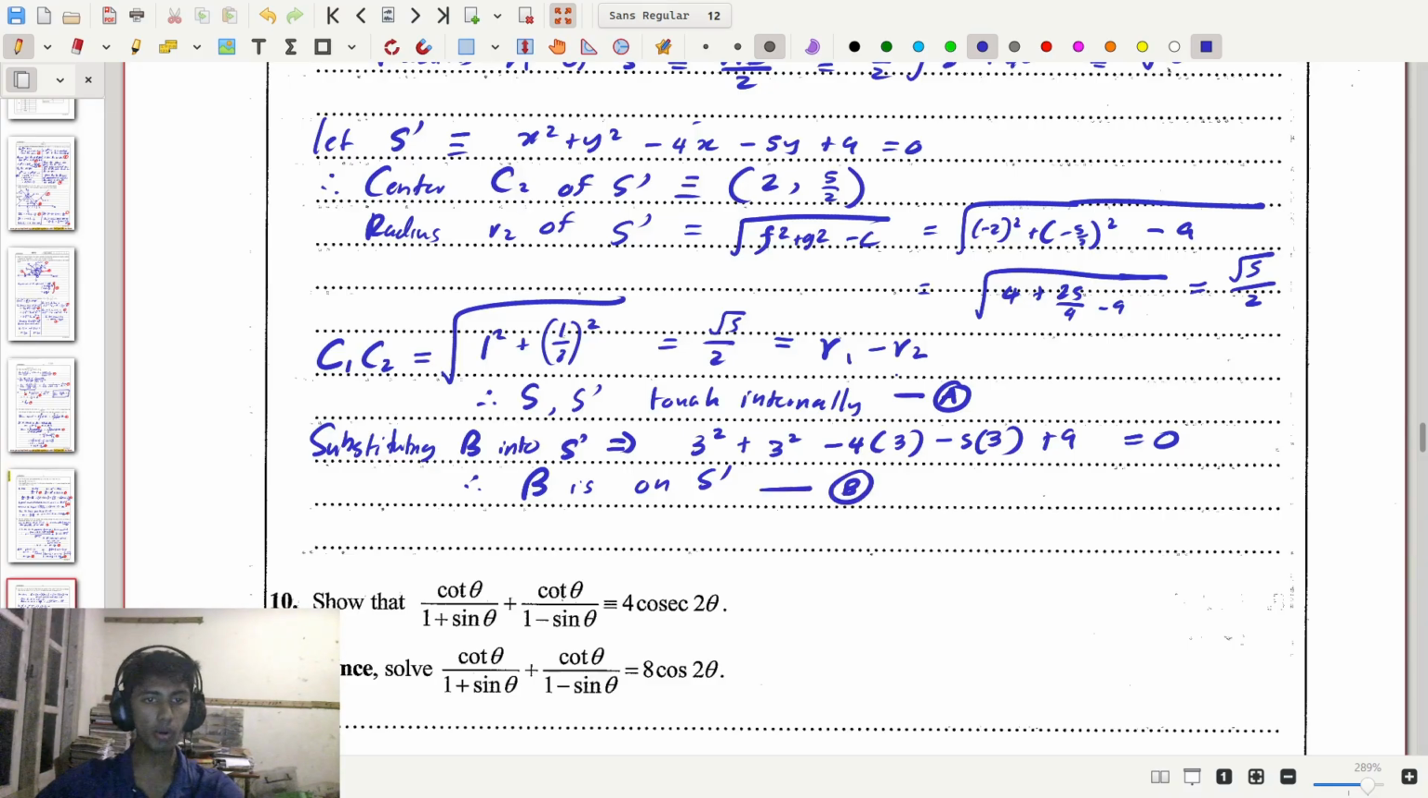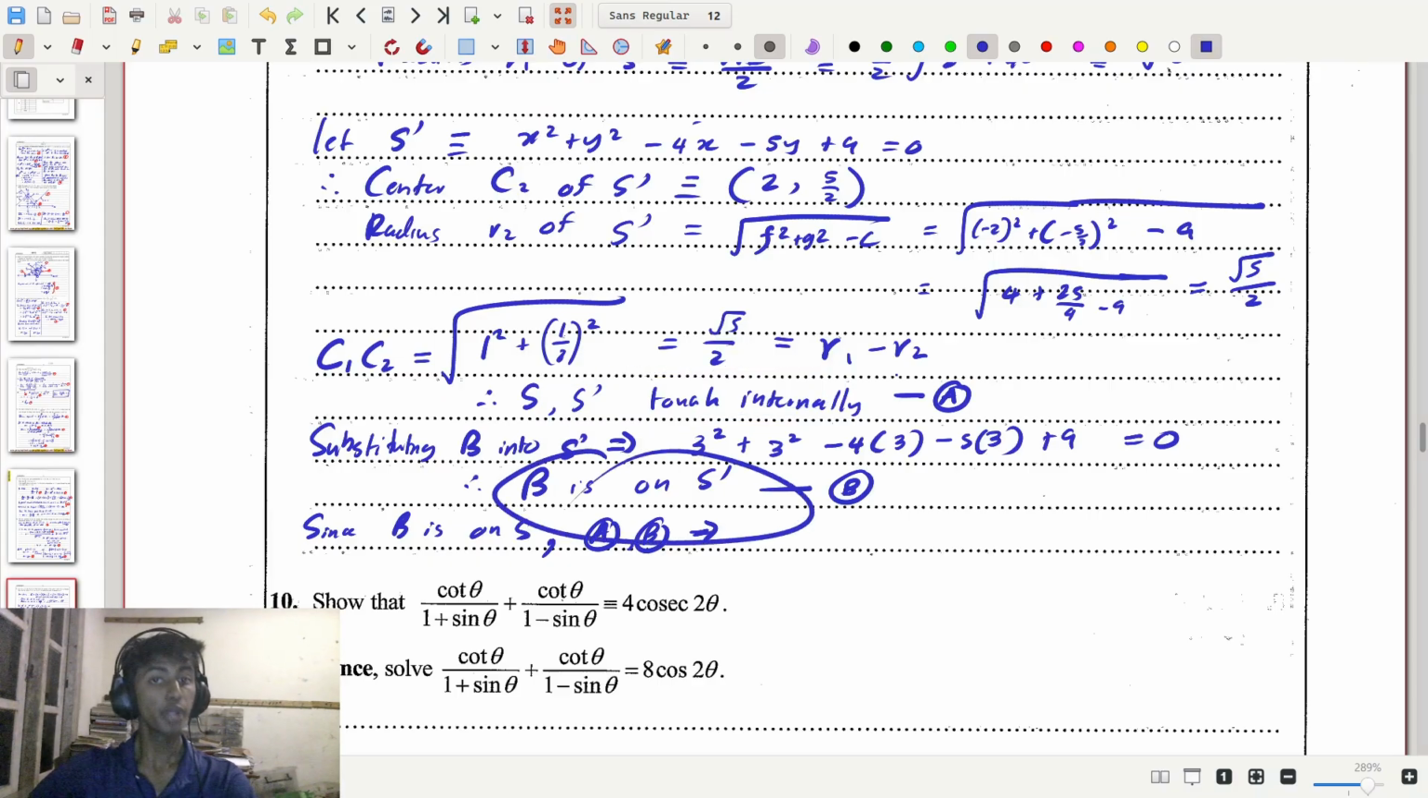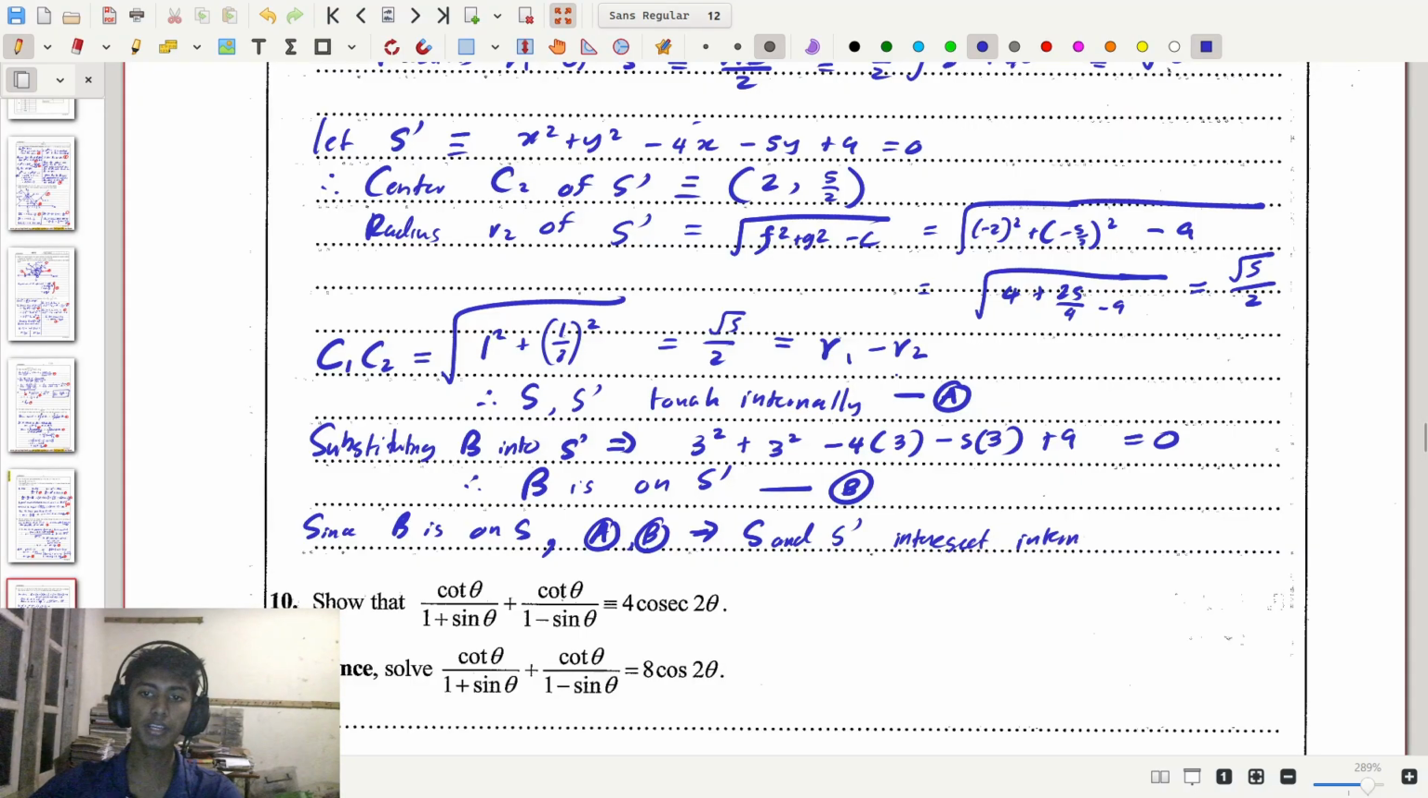Now, we can say, since B is on S, from A and B, we can combine these two facts, the fact that S and S dash touch internally at a single point and the fact that B is on S dash, to say that S and S dash intersect internally at the point B. And with that, we have completed this question.